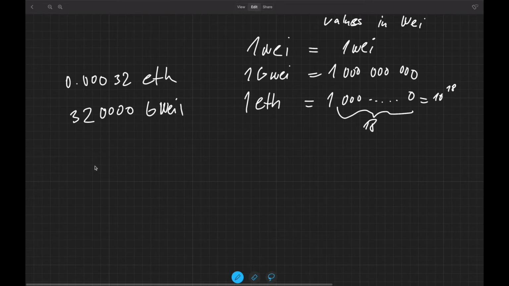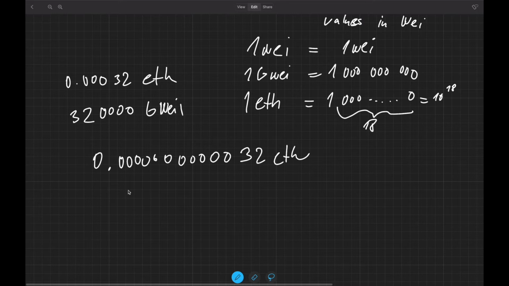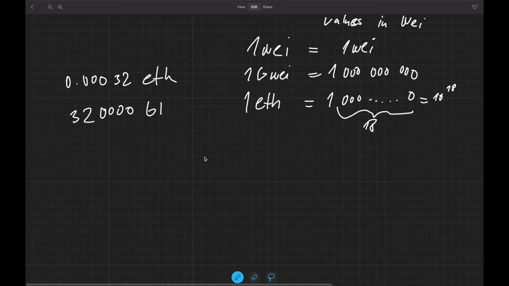Of course, these denominations for a transaction can be even smaller. For example, if I would pay 0.00000000032 ether, it's easier to say it's 320 wei than saying 0.000 and so many zeros 32 Ether. I don't know how many zeros I wrote here. That's why we have these denominations of ether. So everything is stated in ether value, but with different denominations.